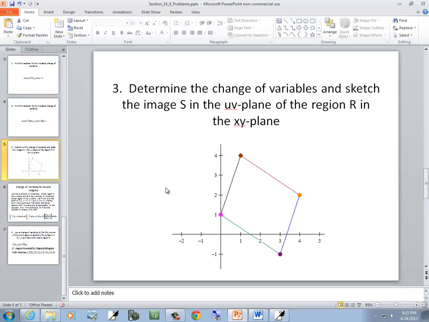Okay. It says determine the change of variables and sketch the image S in the uv plane of the region R in the xy plane. Now again, there isn't one specifically like this in the book. The ones in the book give you what u and v are equal to, so they kind of make it a little bit too easy in that regard. So let's go ahead and take a look at this. And get some of my junk out of the way here. There we go.